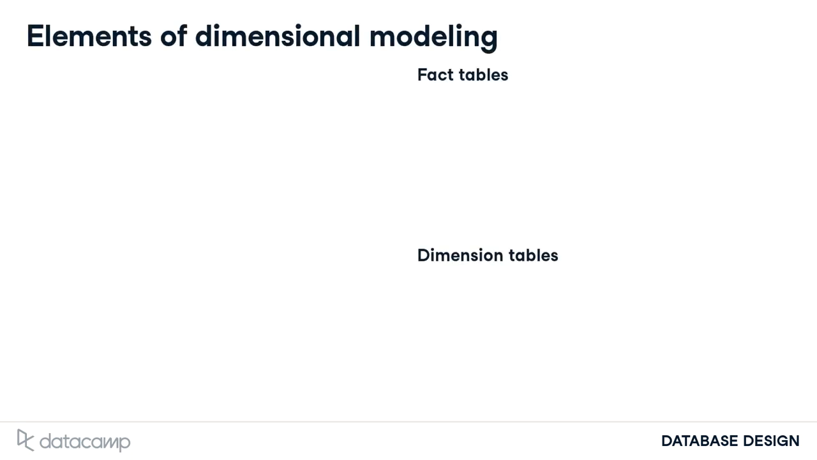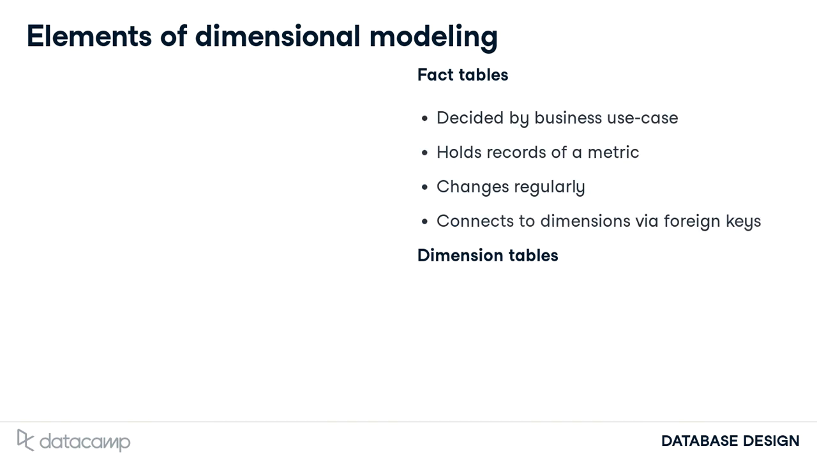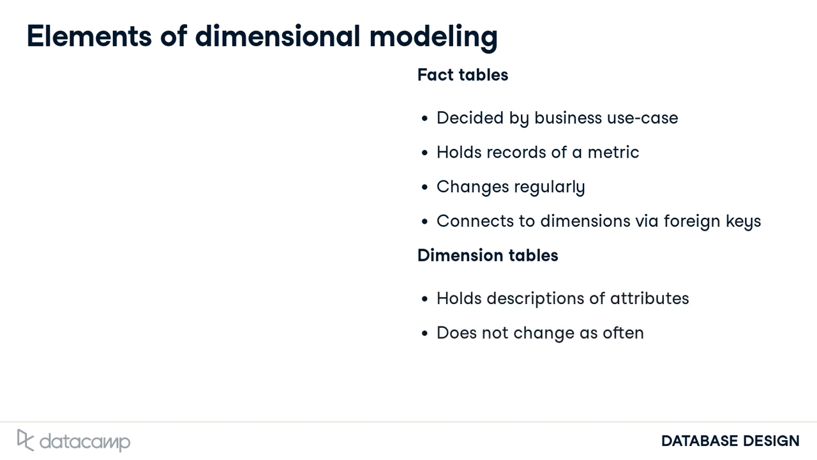Dimensional models are made up of 2 types of tables: fact and dimension tables. What the fact table holds is decided by the business use case. It contains records of a key metric, and this metric changes often. Fact tables also hold foreign keys to dimension tables. Dimension tables hold descriptions of specific attributes, and these do not change as often. So, what does that mean?